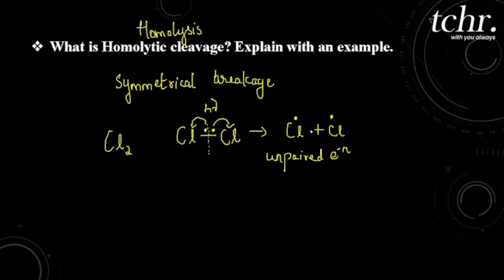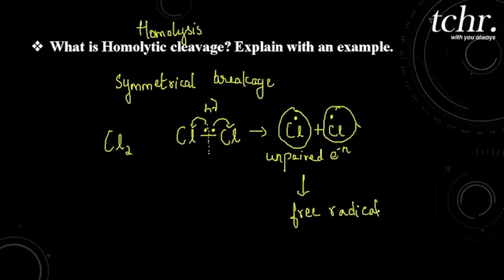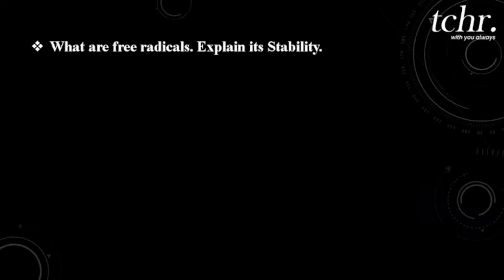Now what is this chlorine atom with one electron? What is this fragment with one single, unpaired electron called? This is called a free radical, my dear students. Once you are done with homolytic cleavage, the next question they can ask is, what are free radicals? So I will definitely explain that.